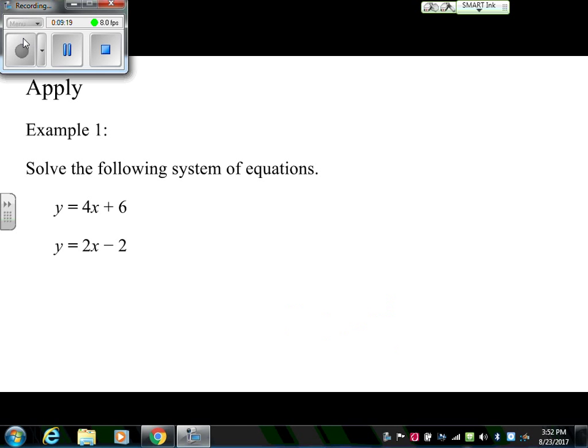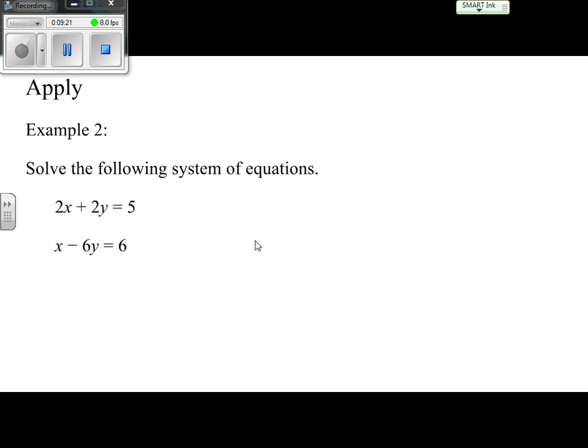All right, so that was substitution. Let's move on to a problem now where we do some elimination. So this problem, we have two equations in standard form. In elimination, the idea is as long as our variables are lined up, and you'll notice here we have our x's.